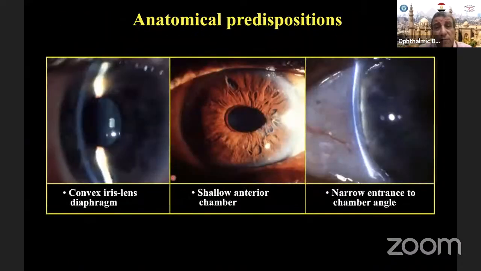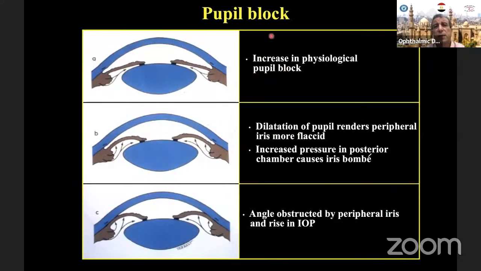What are the predisposing factors for angle closure glaucoma? Number one, small, short eyes, especially present in Southeast Asians, Chinese and Thai people. And a convex iris-lens diaphragm, I mean that all the structure is convex anteriorly, in shallow anterior chambers, especially in hypermetropes, and a narrow entrance to the angle structures. Okay.